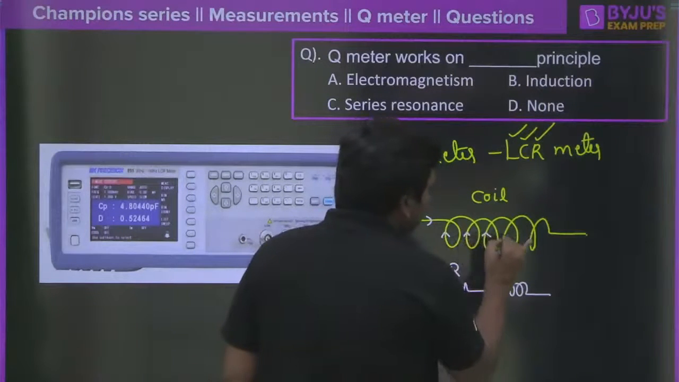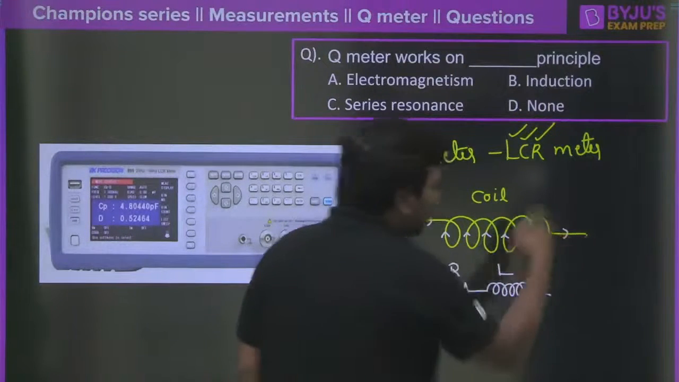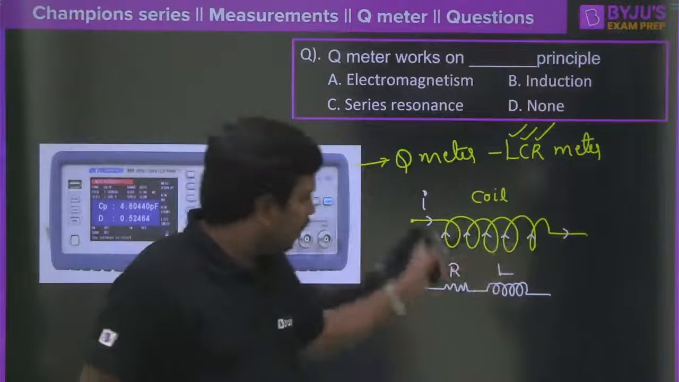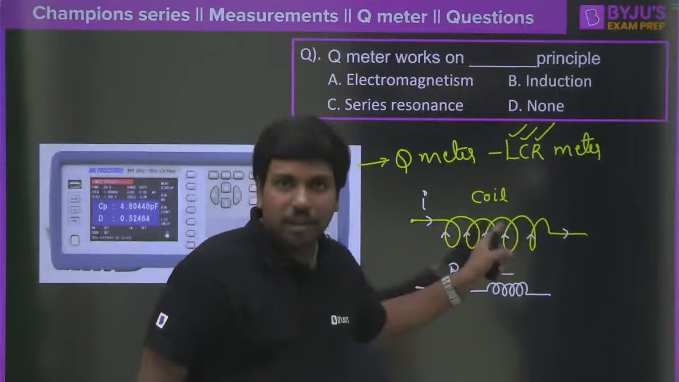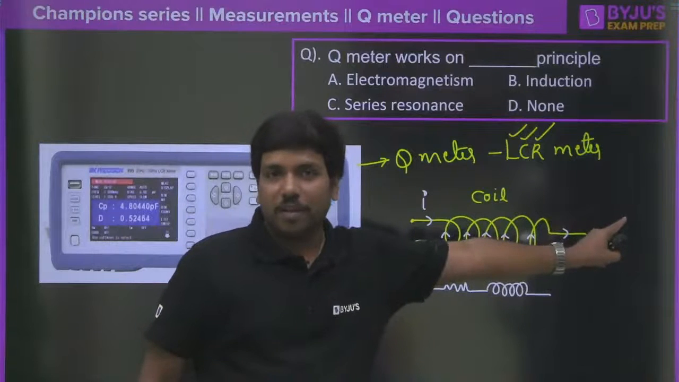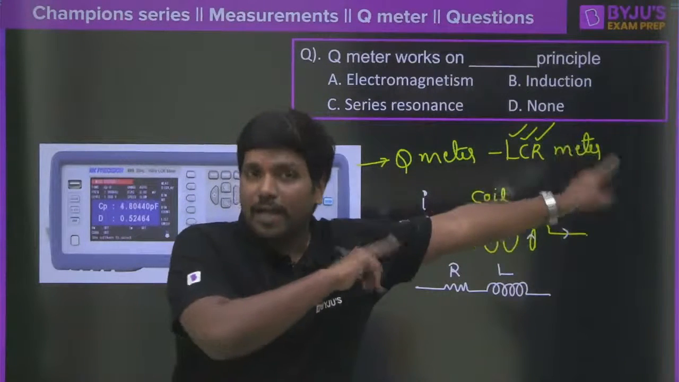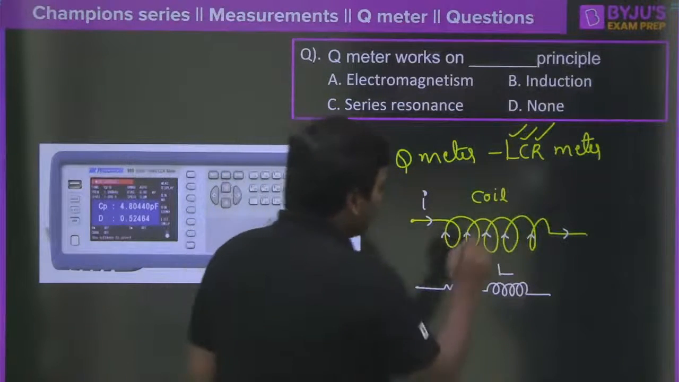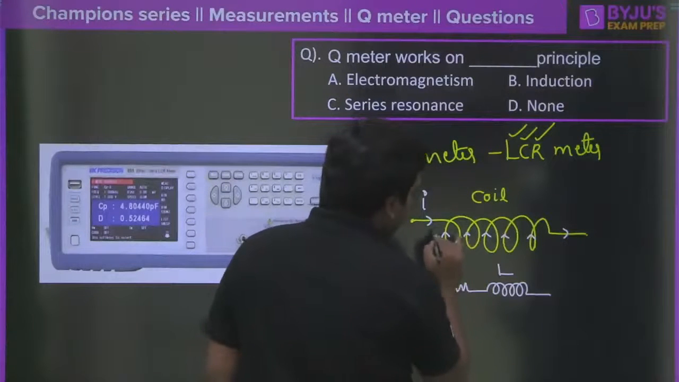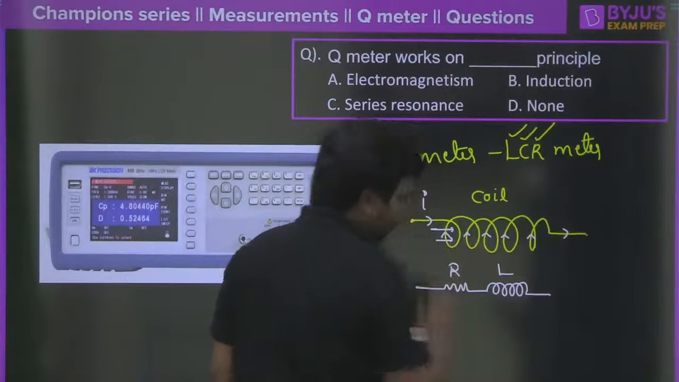It will circulate in each and every turn and finally come back to the other terminal, correct? It circulates in each and every turn and finally comes back to the outer terminal at last, correct? So when the current is flowing in this way, I am very sure that a huge amount of magnetic flux will come like this, correct?